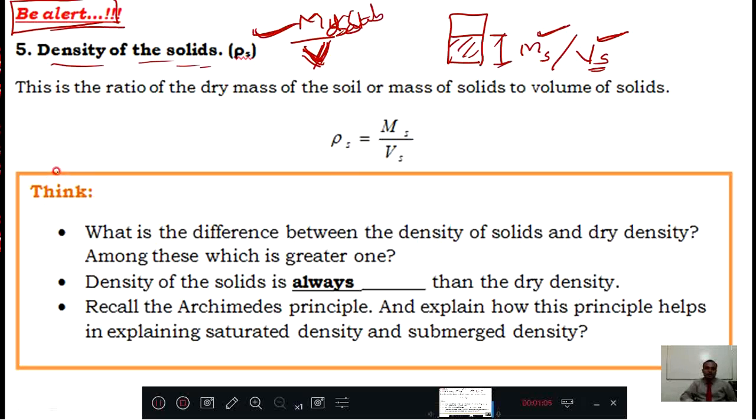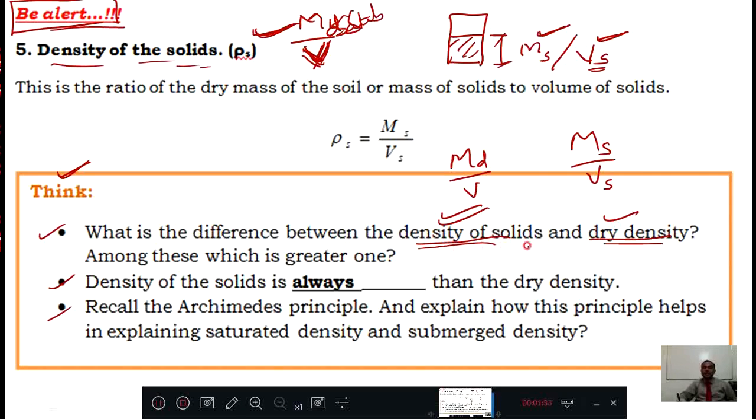If you know the definitions of all these, then you can surely answer these three questions. What is the difference between the density of solids and dry density? Just get the idea, make sense. You can say, sir, it is dry mass divided by total volume, and this is mass of solids by volume of solids. You can tell the definition, but make sense. What is the meaning of dry density and density of solids? Just get this one.